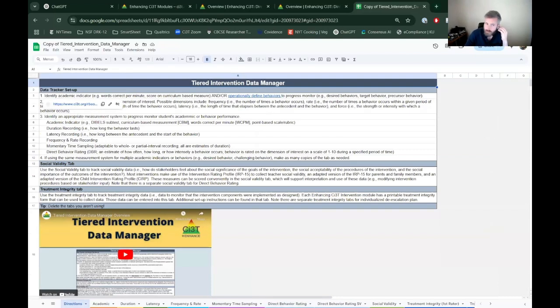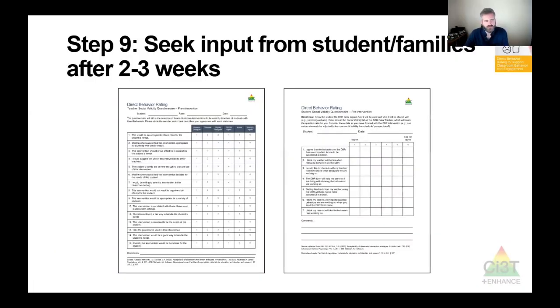Okay, the last step here before we go to our final work time is that we're going to get input from students and families. So ideally, before you even start, you're going to sit down and have that conversation with students to say, hey, we think this intervention might give you some support at school. We want to help by giving you more opportunities to get feedback and rewards.